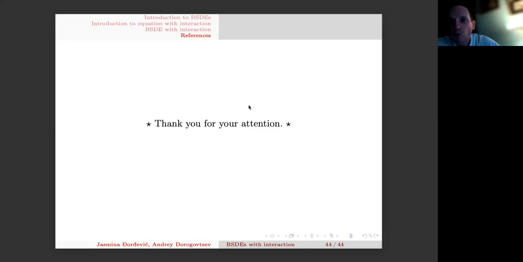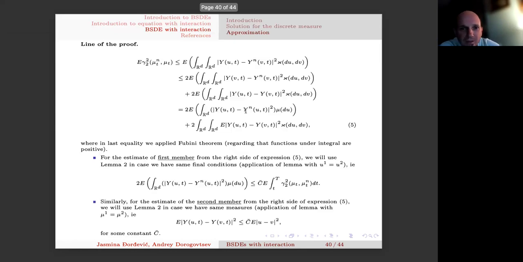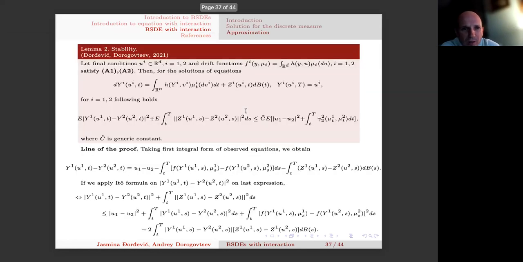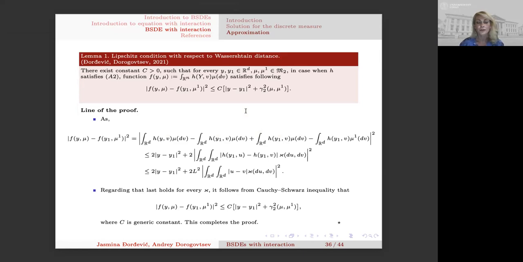Jasmina, in one lemma, you have proved an inequality. I think lemma 1, yes, in lemma 1. So if you have an integral functional, that integral functional satisfies this Lipschitz condition. But if you have a drift with these properties from this lemma, like the Lipschitz property of function f, can you prove existence and uniqueness of a solution of a backward stochastic differential equation?